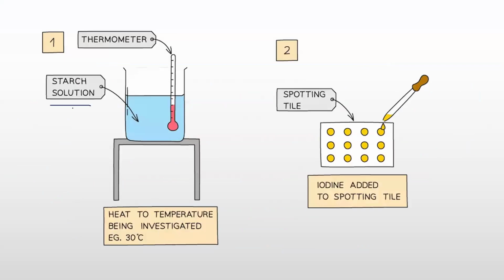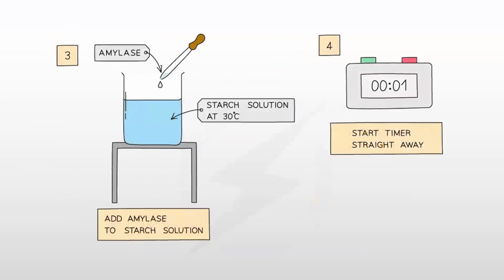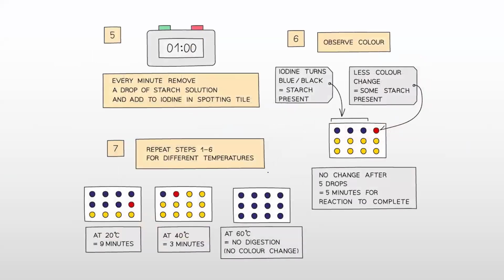Again, you add the solution to a beaker, you start heating the solution, and you have added a thermometer over here as well. Then you use a spotting tile to add the drops of iodine onto the tile. Now you're going to add amylase enzyme as well. Right now the starch solution has a temperature of 30 degrees Celsius. Add amylase to the starch solution and start the timer right away. After every minute, you can see this experiment was done at three temperatures: temperature 1, temperature 2, temperature 3.